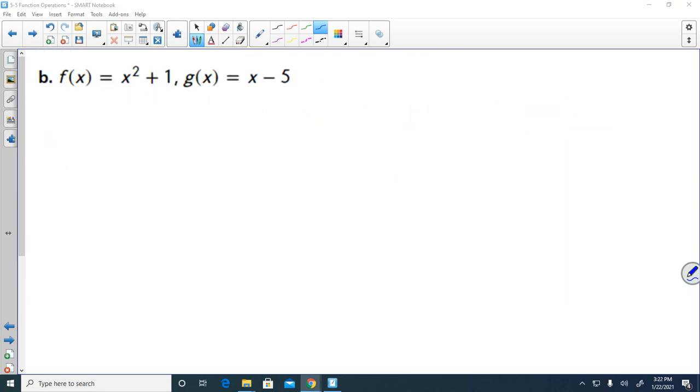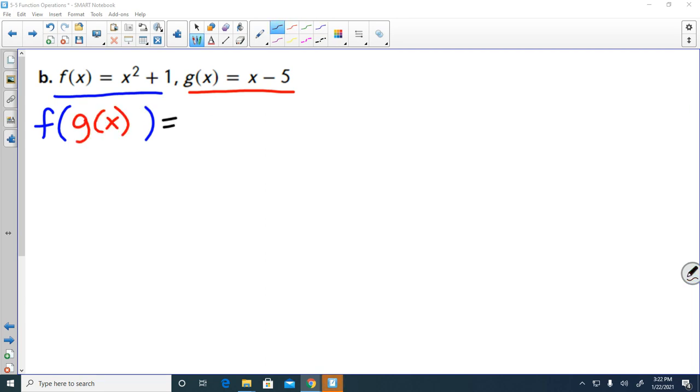For part B, we need to do it again. So let's color code again. F of x this time is x squared plus 1. G of x is x minus 5. So let's first start off by finding f of g of x. Okay, so that means I'm going to copy down the f function, but instead of x squared, I have parentheses squared plus 1. And then what goes inside of the parentheses? The g part, the x minus 5.